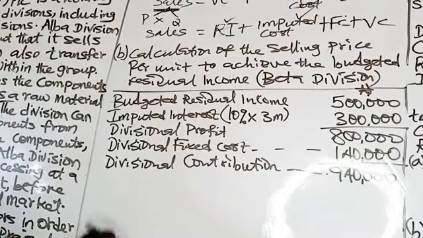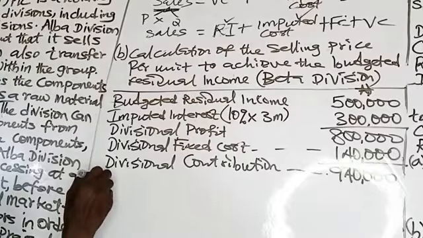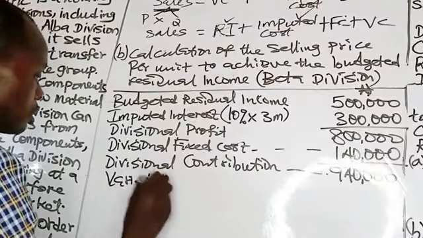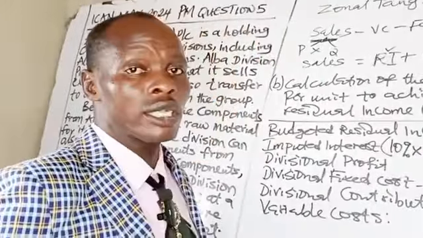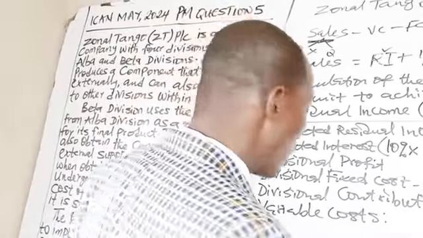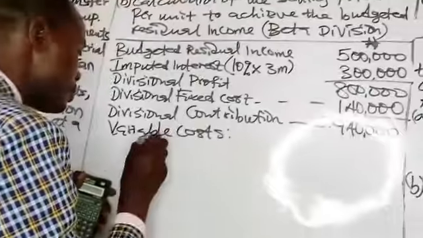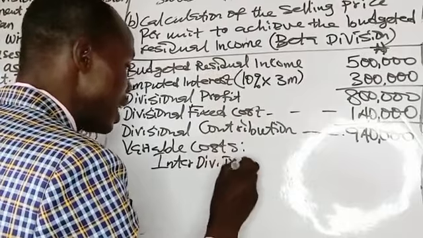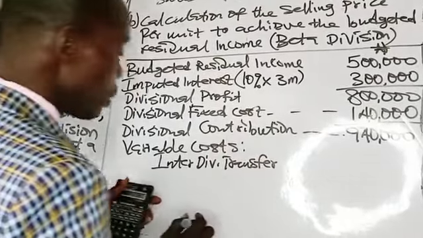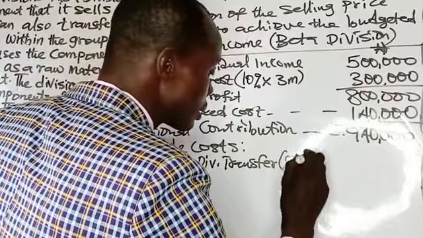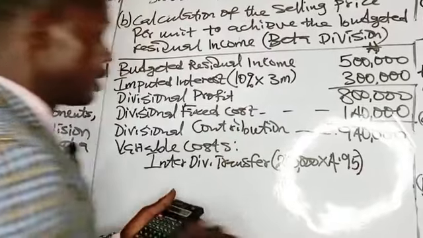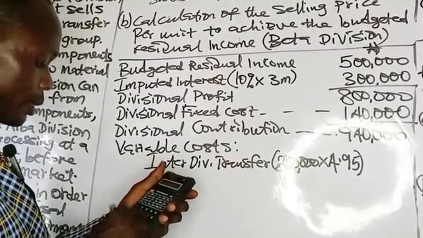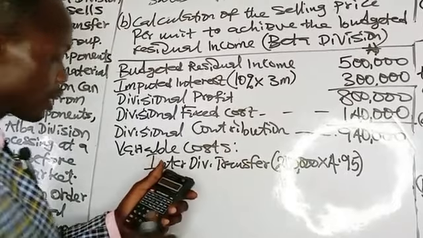Then to this, you add variable cost. Remember, better division is the buying division. The buying division will incur two types of variable cost: variable cost from interdivisional transfer and other variable costs. Variable cost, interdivisional transfer. Our assumption is that the number of units transferred will be 200,000. So we have 200,000 units times, remember the transfer price obtained from A is 4.95. That gives us 990,000.